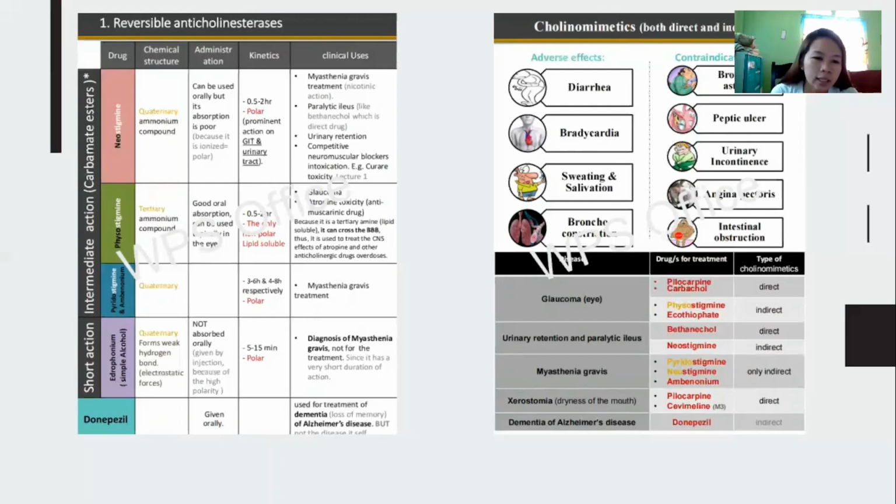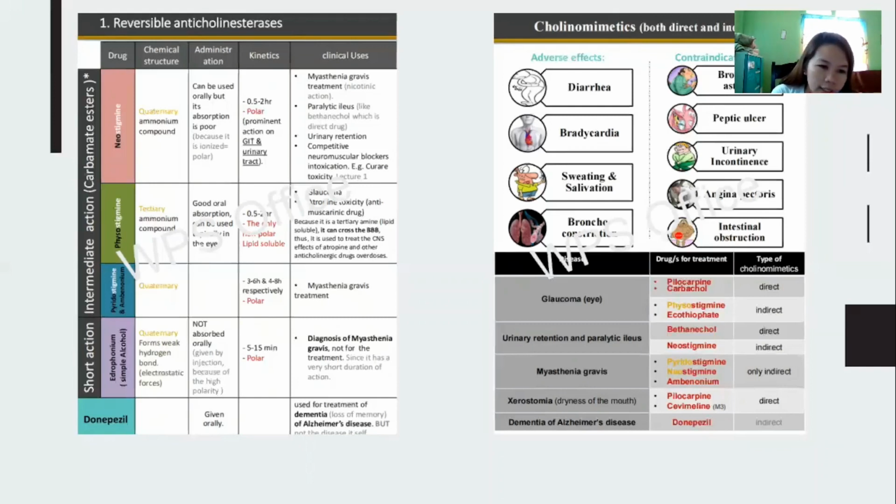Next drugs are pyridostigmine and ambenonium. Chemical structure: quaternary. Administration: none. Kinetics: 3 to 6 hours and 4 to 8 hours, respectively. Polar. Clinical uses: myasthenia gravis treatment.